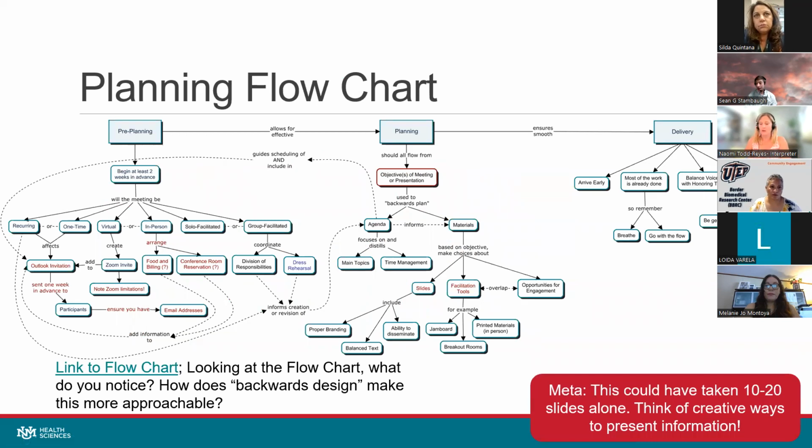So I'm not going to spend a lot of time, but I just wanted to show this mostly as a visual. This is a planning flow chart.